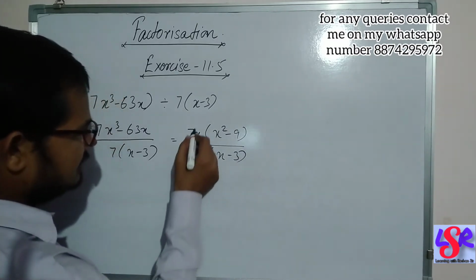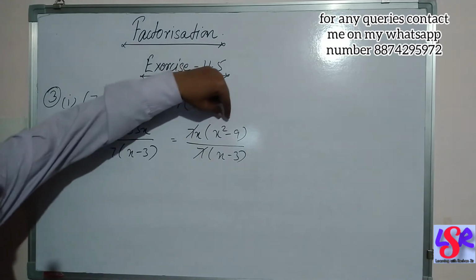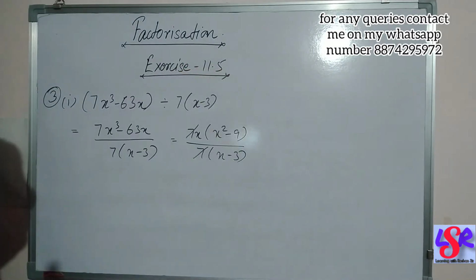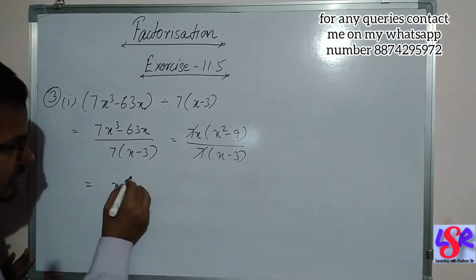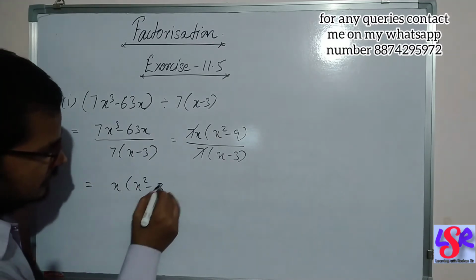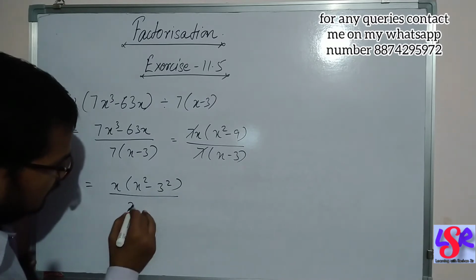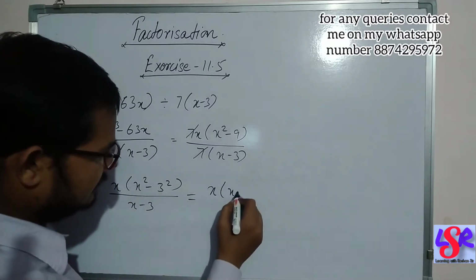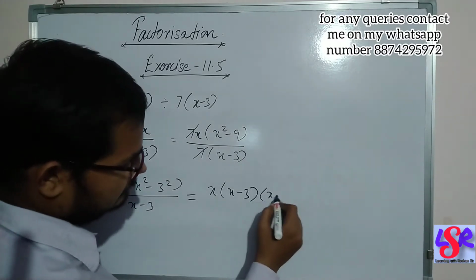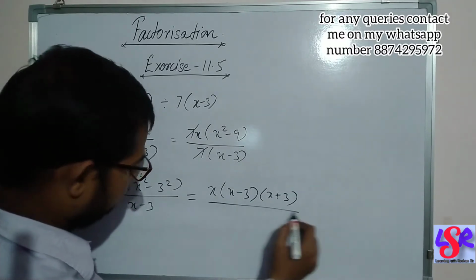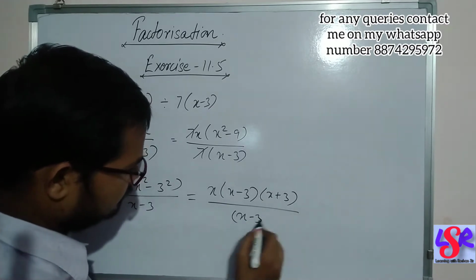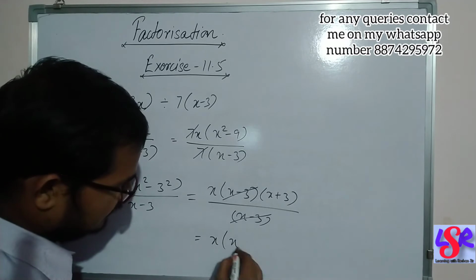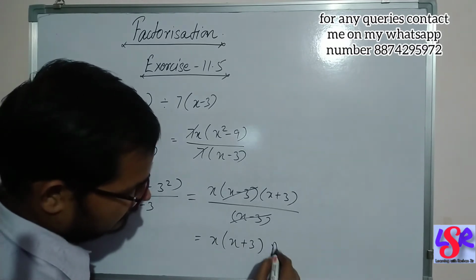Now we can cancel this 7 by this 7, and here this is in a form of x square minus 3 square. This 9 can be written as 3 square. So we are going to write this one as x square minus 3 square whole upon x minus 3. Now here we can use the identity, that is (x minus 3) and (x plus 3) whole upon (x minus 3) as it is copied. And now this whole can be cancelled by this, and we'll be left with x and (x plus 3) as answer.